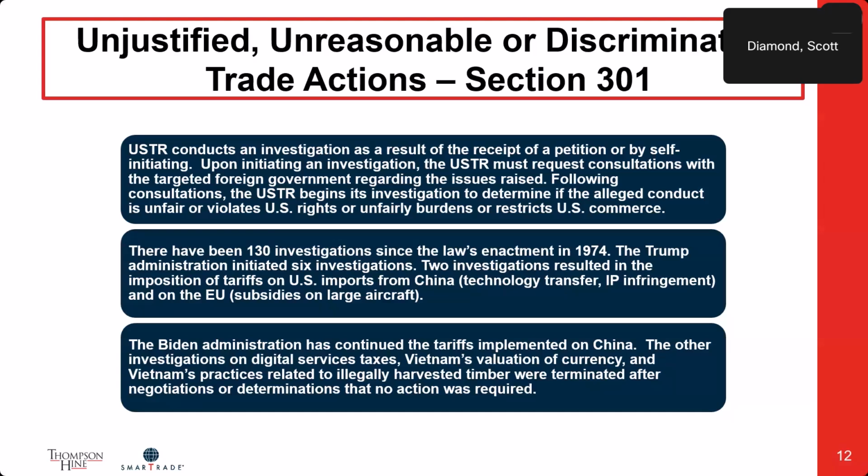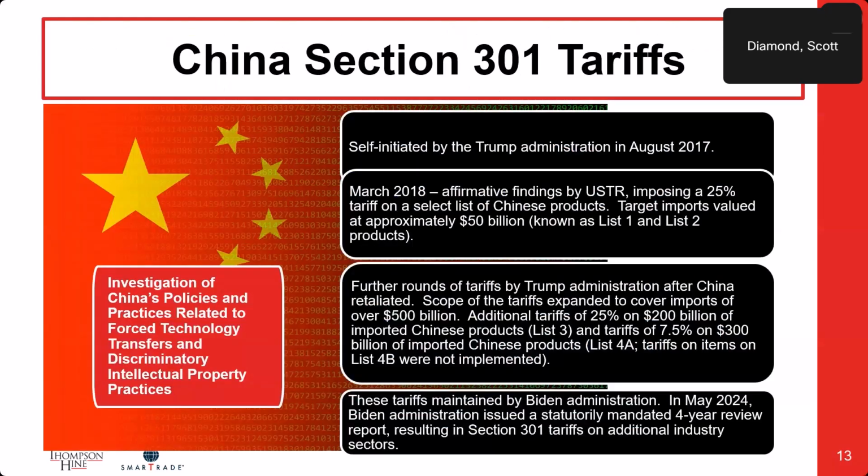However, the first Trump administration kind of changed the trajectory of Section 301, and they initiated 6 investigations. However, only 2 resulted in retaliatory actions. The first one, the well-known one, is China for their forced technology transfer and intellectual property infringement. The second one being with the European Union and their provision of subsidies on large civil aircraft. Now, on the next slide, I'll speak directly to the China Section 301 investigation and those resulting tariffs.